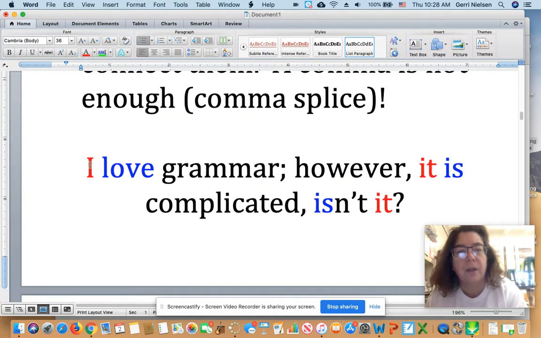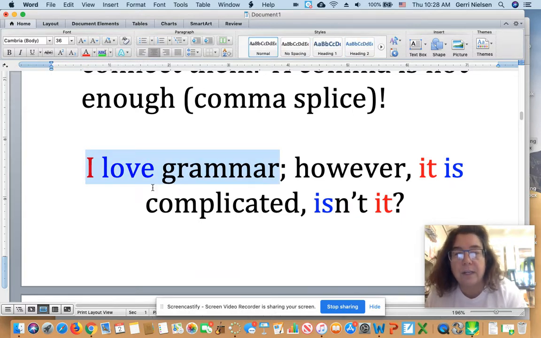Here's an example of a complete sentence that is correctly punctuated. "I love grammar" is an independent clause. You've got your subject, I, and your verb, love. "It is complicated" is an independent clause. You've got your subject, it, and your verb, is. Then you've got one more independent clause here, "isn't it?" It is your subject, is your verb. So that is three independent clauses.